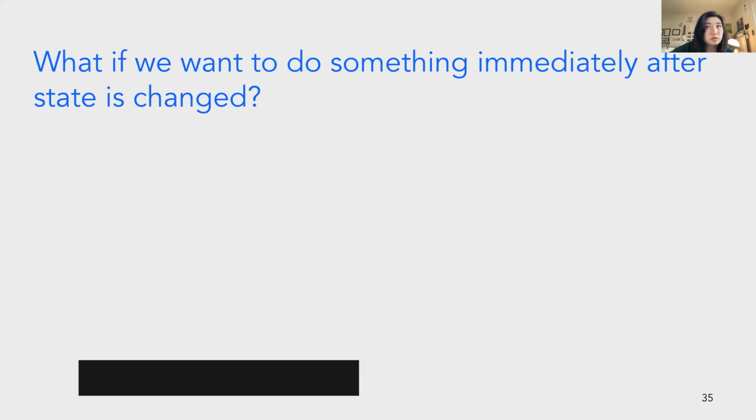So what if we want to do something immediately after a state is changed? Like if we just put a line of code right after this .setState, it won't do the right thing most of the time, unless your computer is really slow. So we would use a callback function in this case.